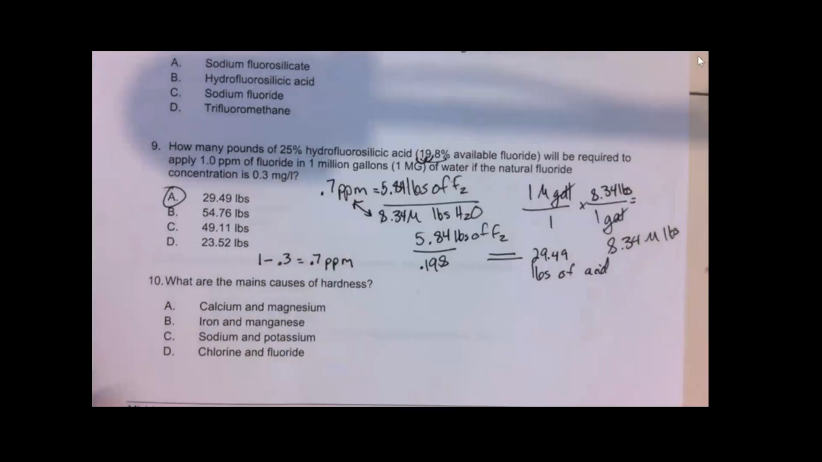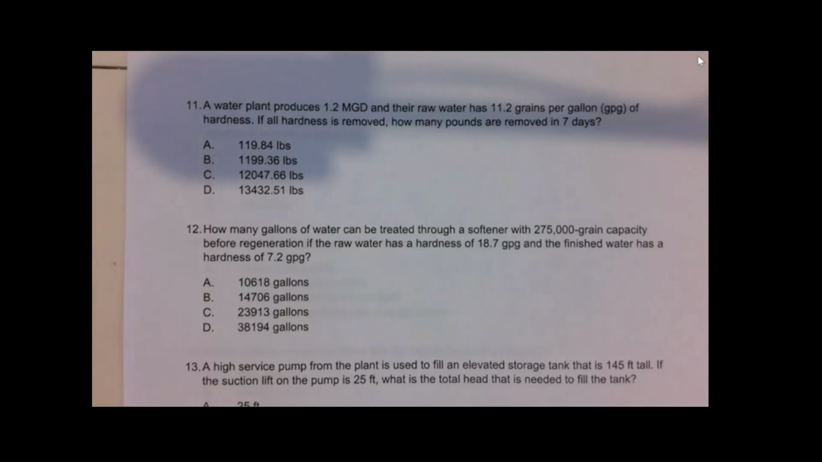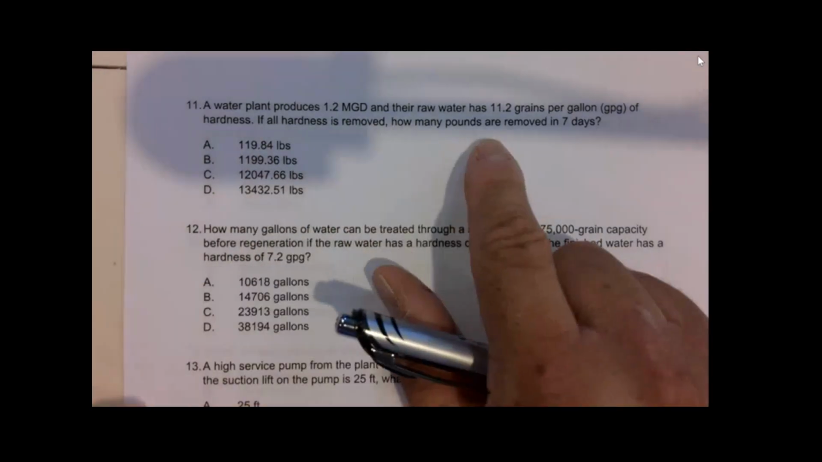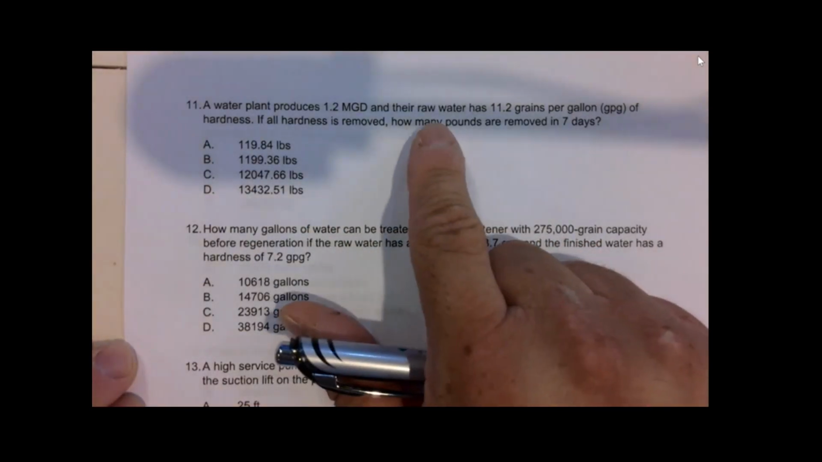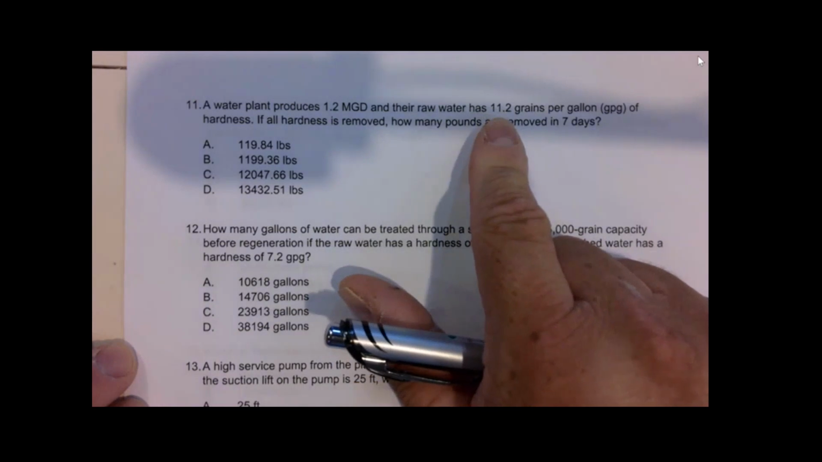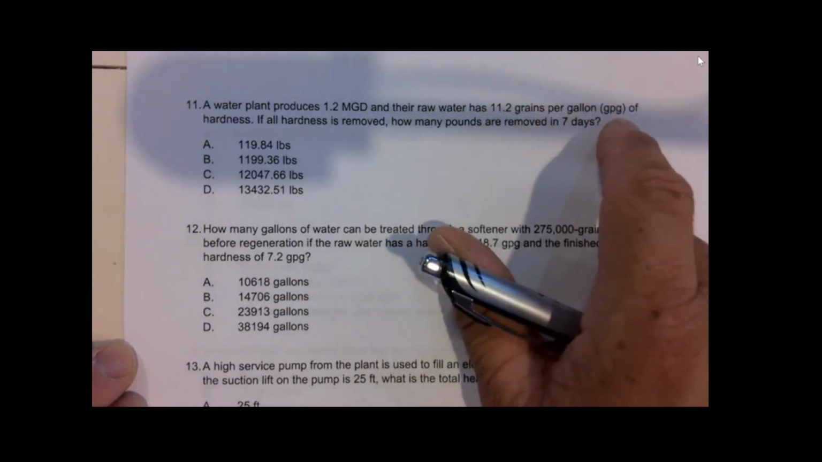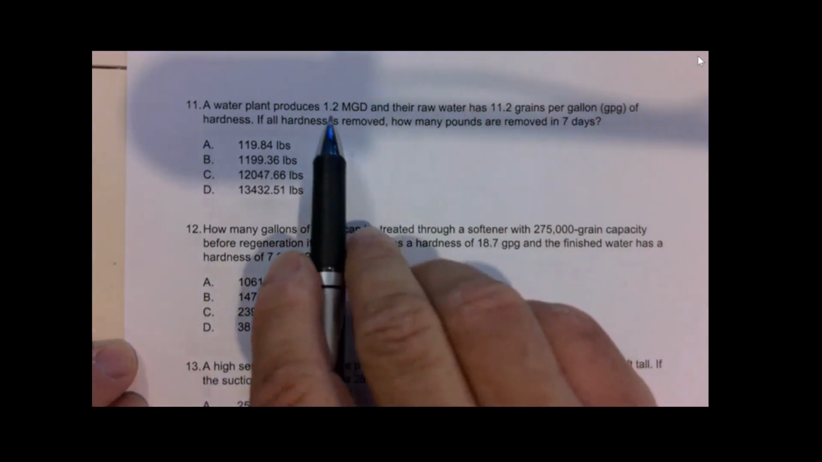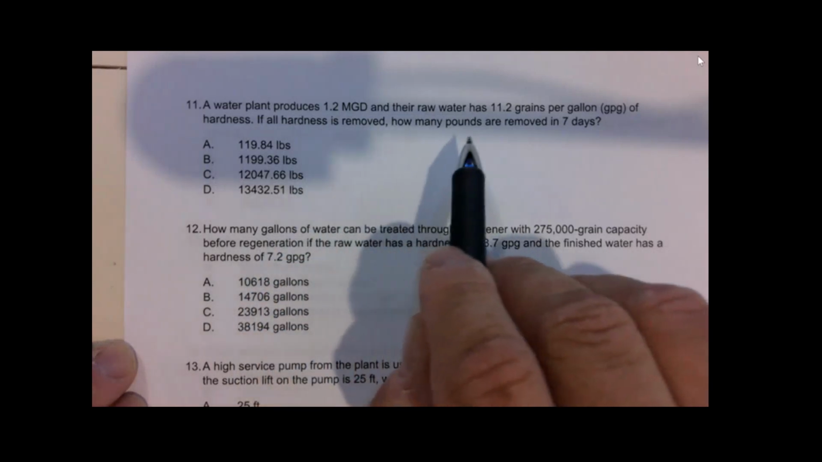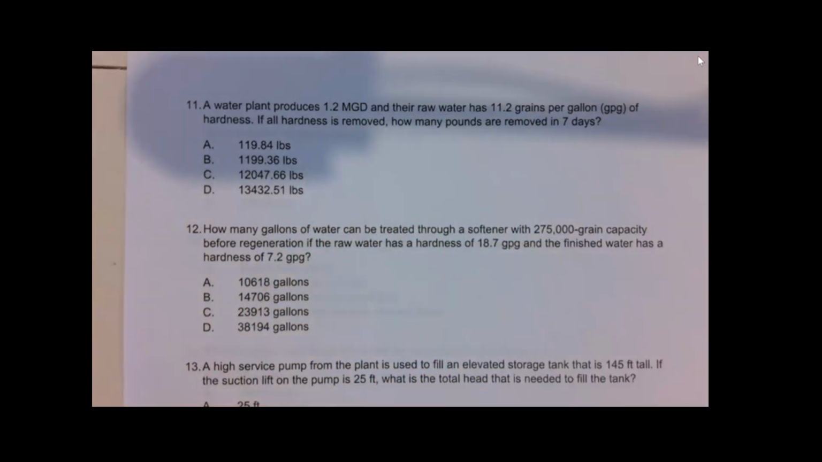Okay. So that gets us on to some more questions here on page 3. These are about solvents. So in this, the water plant produces 1.2 million gallons. The raw water has 11.2 grains per gallon of hardness. If all the hardness is removed, how many pounds will be removed in 7 days?